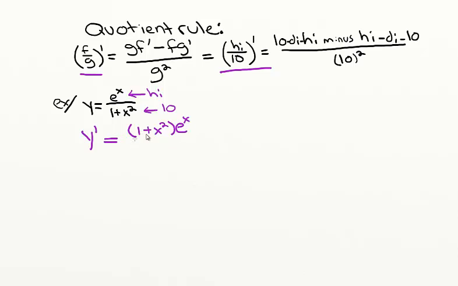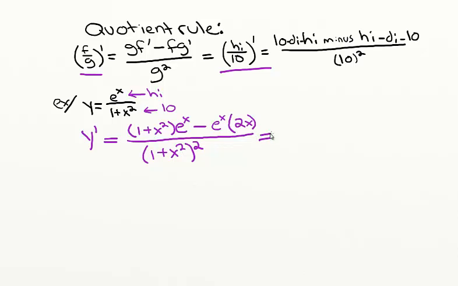Alright. Then minus our high d low. So our high is e to the x. And our d low, well, 1 plus x squared, the derivative of that is just 2x, right? We move the 2 in front, decrease the power by 1, that's the power rule, and we get a 2x. And then that whole thing has to be put over low squared. So our bottom here was 1 plus x squared, and then we just have to square the whole thing.